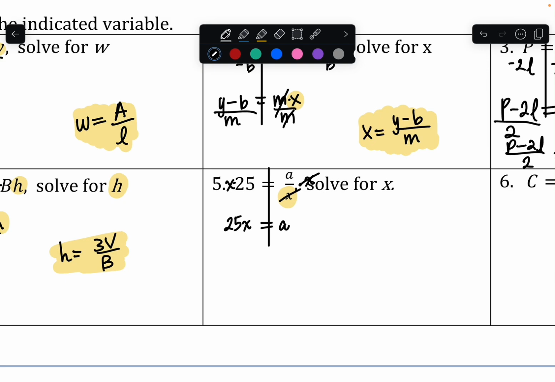And we write the number before the variable. That says 25 times x, and we're still trying to solve for x, but now he's outside of the fraction, and so it's easier to isolate him. We just have to divide both sides by 25. Okay, and so x equals a divided by 25.